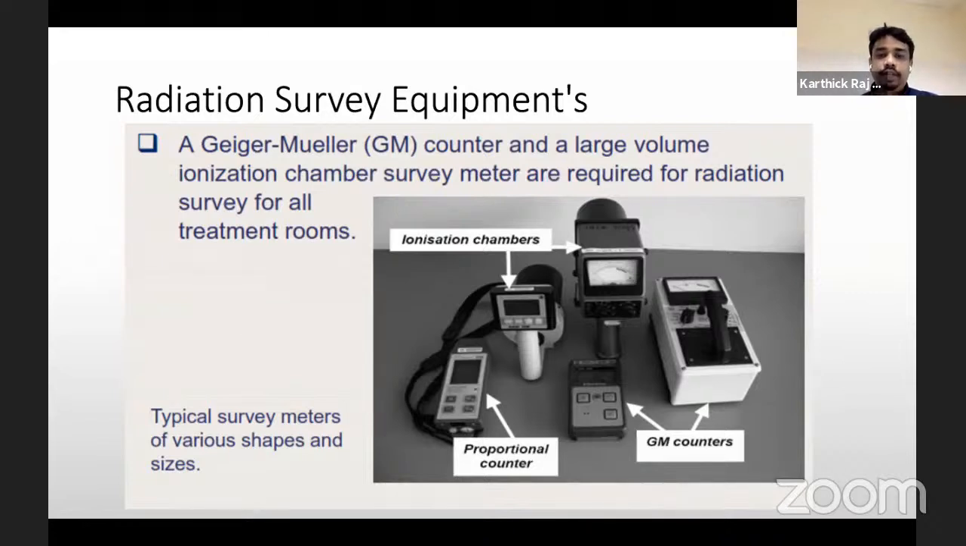These are very small and minute things, but they are more technical. You need to be aware of which kind of radiation survey equipment you are going to buy. For example, if you buy an ionization survey meter, you can use it for both cobalt as well as linear accelerators. You need to be very sure what kind of equipment you have and which equipment is preferable for which kind of machine.